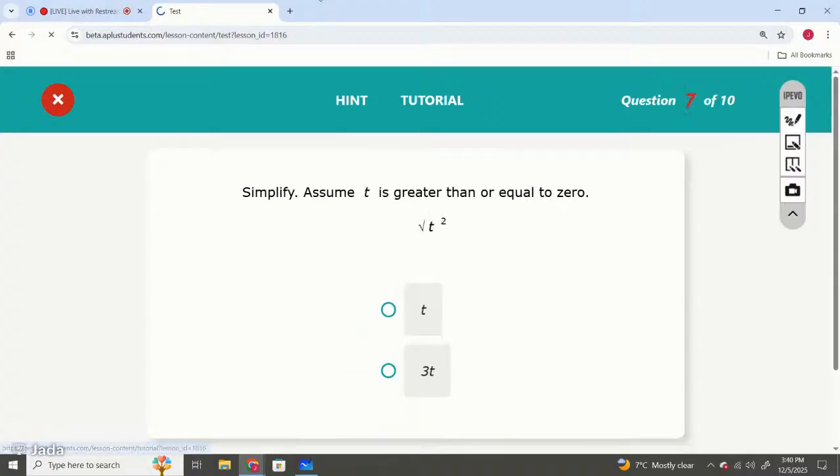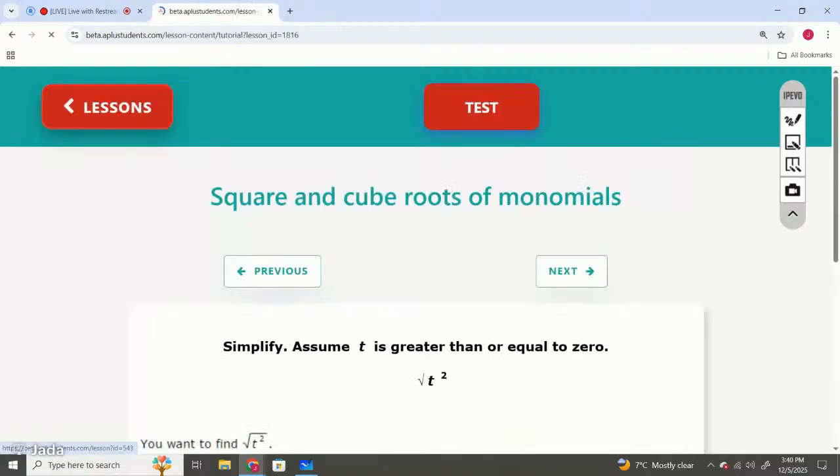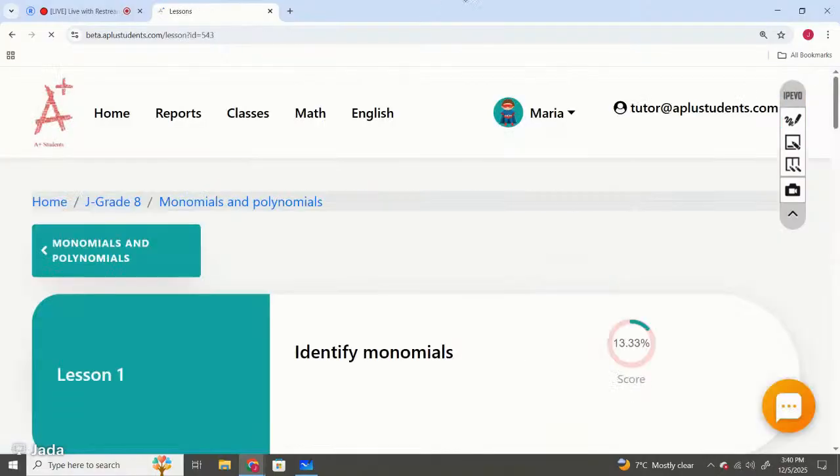Okay, you can complete the lesson by yourself later today. So we were working on grade 8 math, and the chapter we were working on is polynomials. So please make sure before the next session you complete all the practice questions for the lessons we just did.